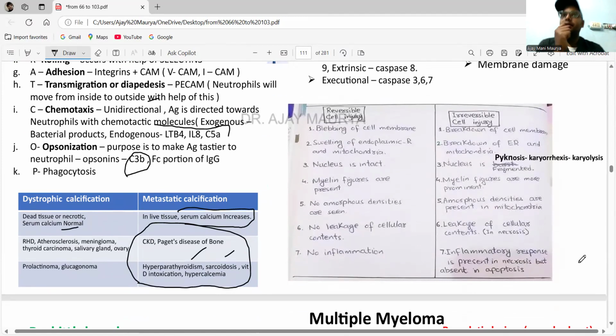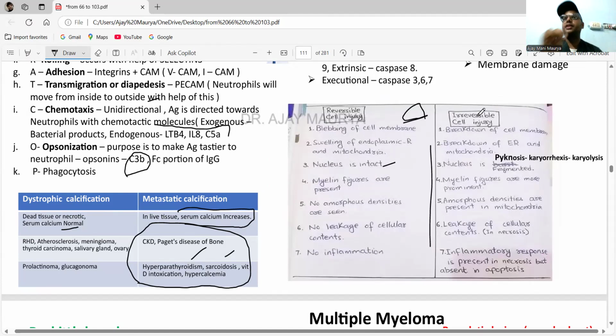Next, reversible versus irreversible cell injury. For reversible injury, the hallmark is blebbing. First of all, there is blebbing of the cell membrane. Next, there is swelling of the endoplasmic reticulum and the mitochondria. The nucleus is always intact here. Myelin figures are present, and no amorphous densities are seen. There is no leakage of cellular contents, and there is no inflammation in reversible cell injury.